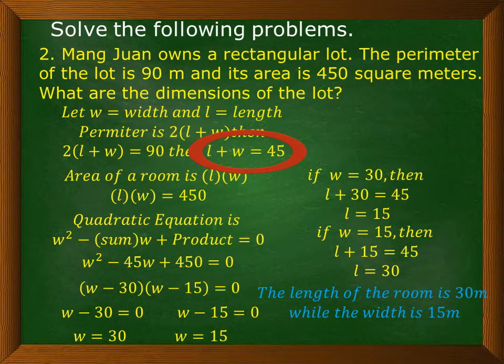So the length of the room is 30 meters while the width is 15 meters. Since it is not stated that the length is longer than the width, it can be interchanged. So your length can be 15 meters and your width can be 30 meters. Both are correct, since it is not stated that the length is longer than the width.